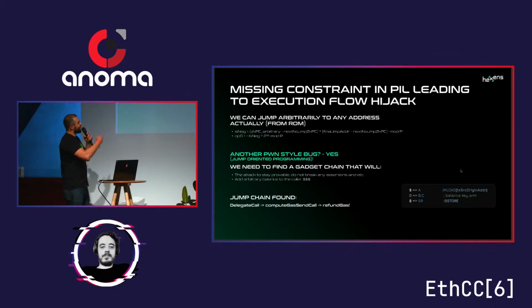This is also quite similar to binary bugs. We have an execution flow hijack, and now we have to find a gadget chain, so where can we jump it? It needs to continue the execution in a way that, first, we don't break any assertion, otherwise it will be unprovable and that would be a meaningless attack. And second, to get the most important impact, the attacker has to get some arbitrary balance.